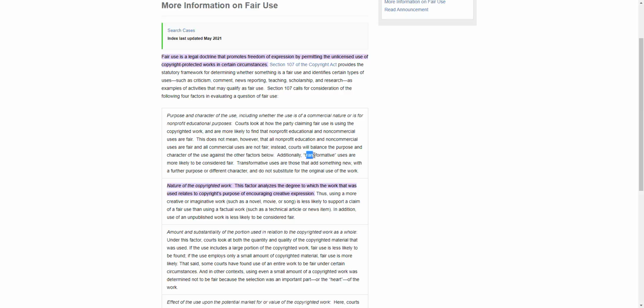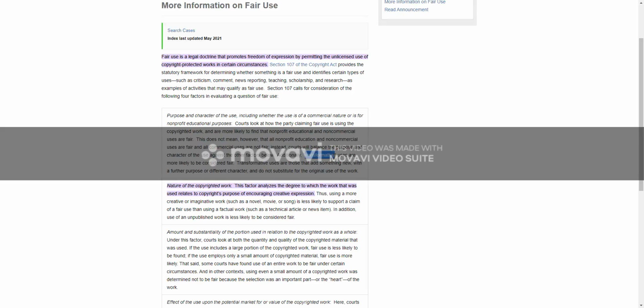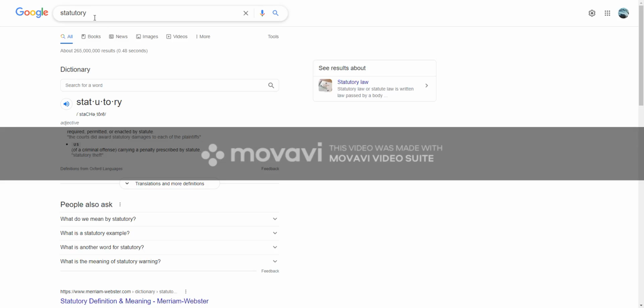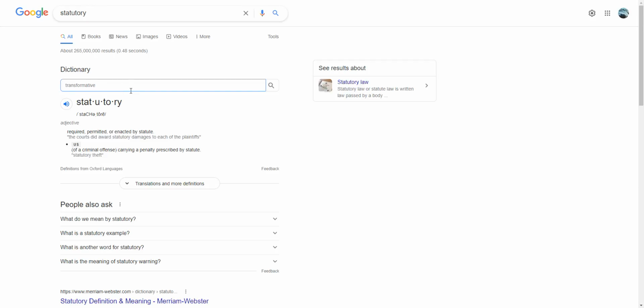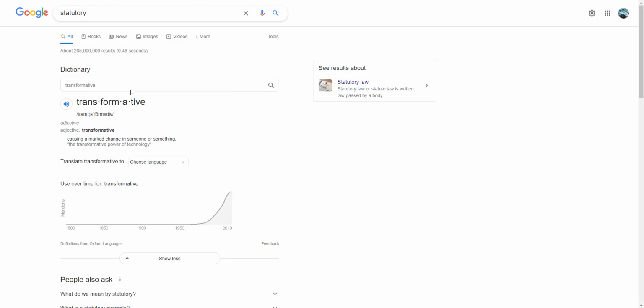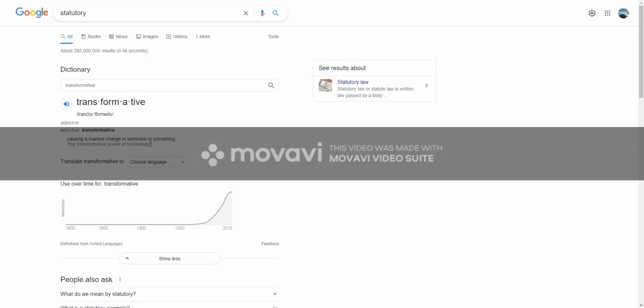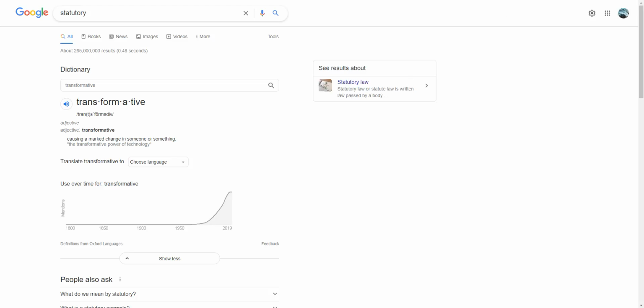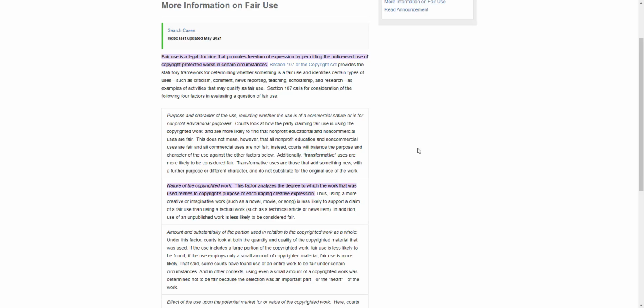Additionally, transformative. Let's see what this means. Transformative. Control V, Control C, Control V, by the way, to copy paste if you didn't know. Causing a marked change in someone or something. Well, that might happen with what I'm trying to say, so that might be a problem. So, anyway. Okay. Well, no, it's not.